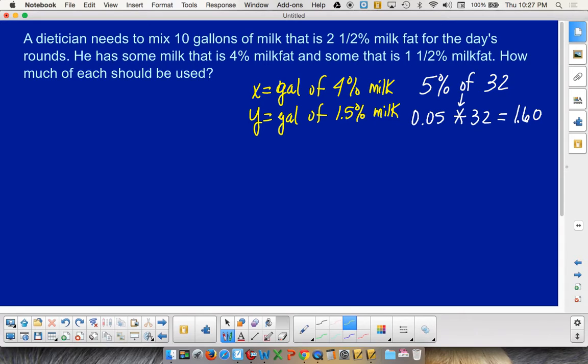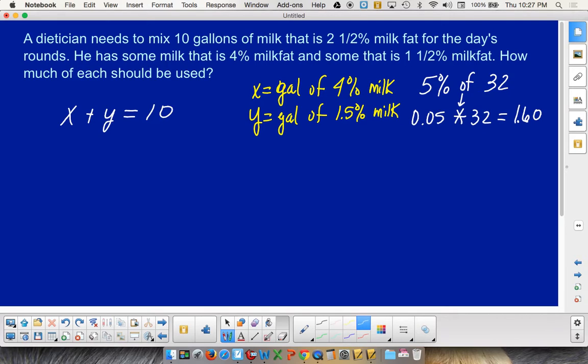The dude wants to end up with 10 gallons of milk, so equation number 1 is just right in front of you. If X and Y are the 2 amounts you're going to use, don't they have to add up to be 10 gallons of milk? So the first equation is pretty simple. Okay, the second equation, you have to make your percentages balance. We got to get this 4% milk and this 1.5% milk to end up making us 2.5% milk.